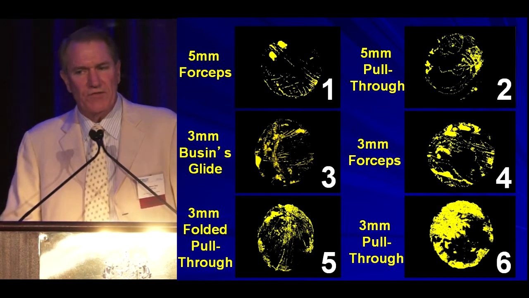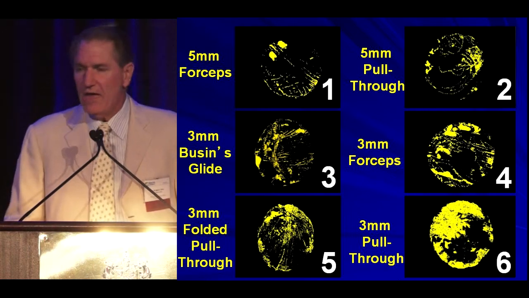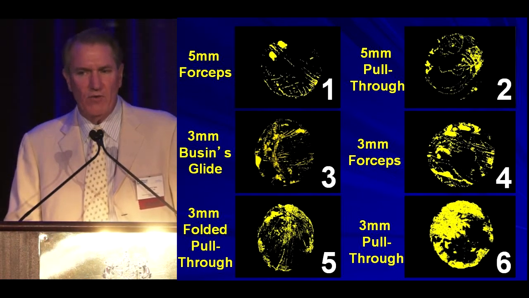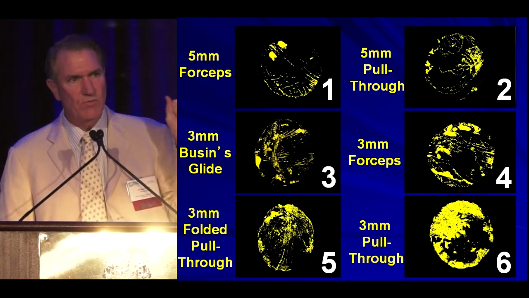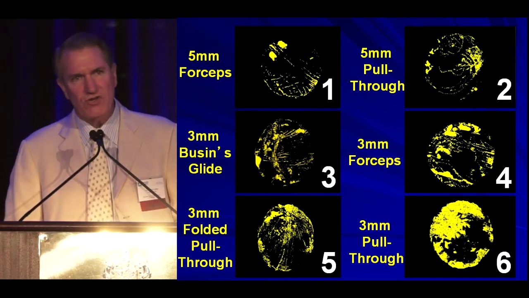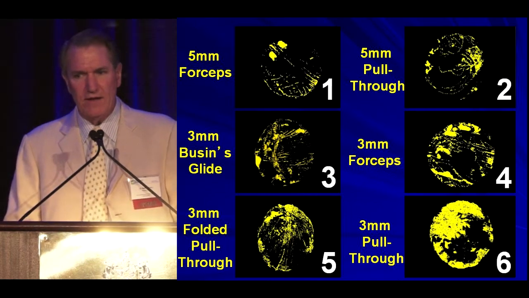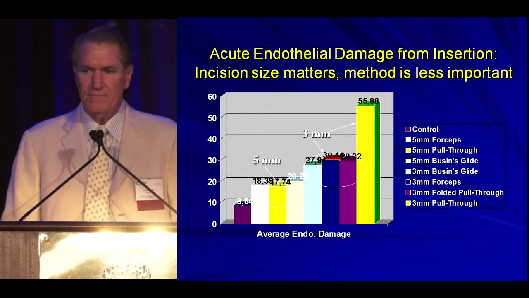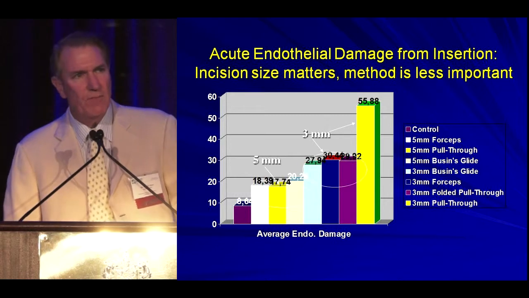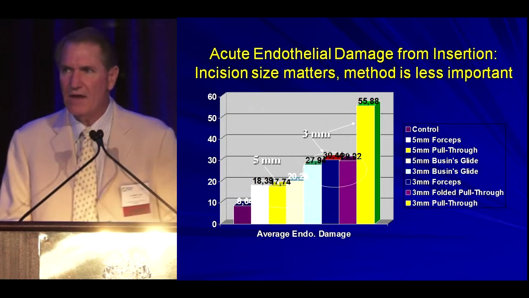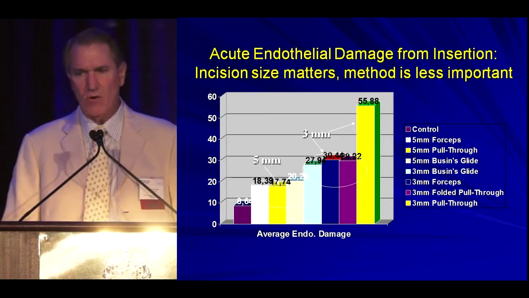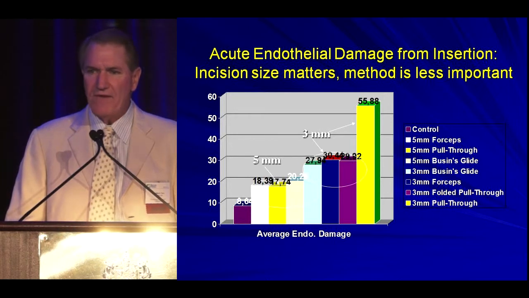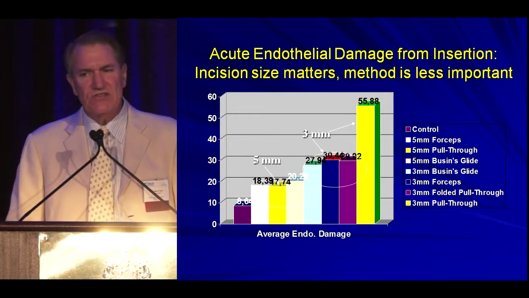left. If you look at the lower right-hand column and the lower box there, you see a 3 millimeter pull through where the tissue was not folded. It was simply pulled through a 3 millimeter incision without folding it, and the amount of crush injury in yellow there is dramatic. With a digitized photograph, you can analyze how many pixels are involved in each area of cell death versus the overall area, and you can come up with percentages of cell death. And what we found is that it's the incision size that matters.